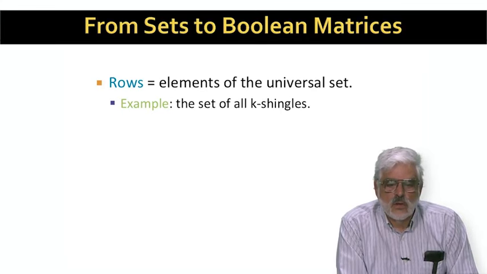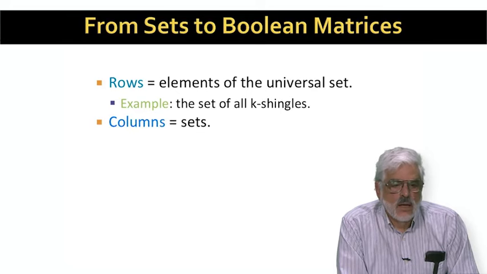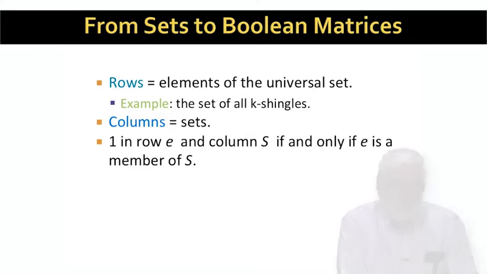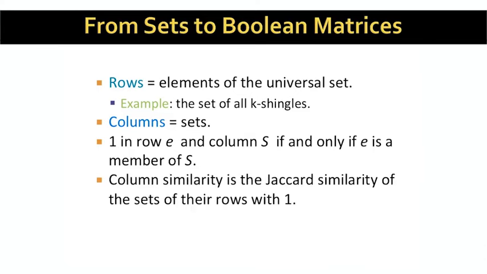Each element in the universal set is represented by a row of the matrix, and each set in the collection is represented by a column of the matrix. The matrix has 1 in the row for element E and the column for set S if and only if E is a member of S. Otherwise, that entry is 0. The column corresponding to a set S is the characteristic vector of the set S, the vector with 1s only in the positions that correspond to the members of S.